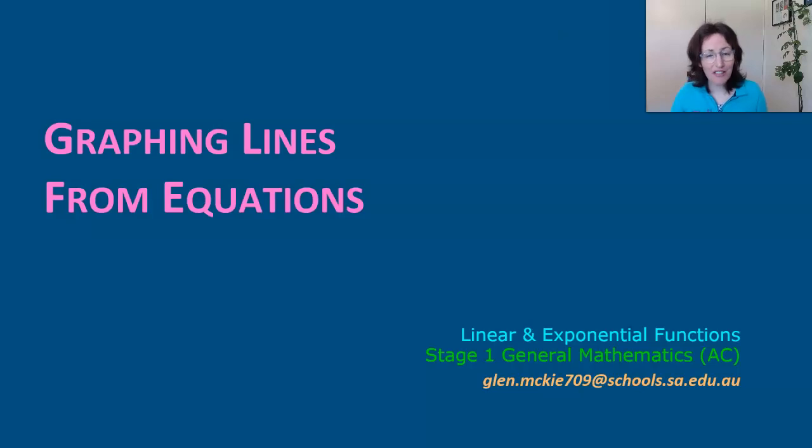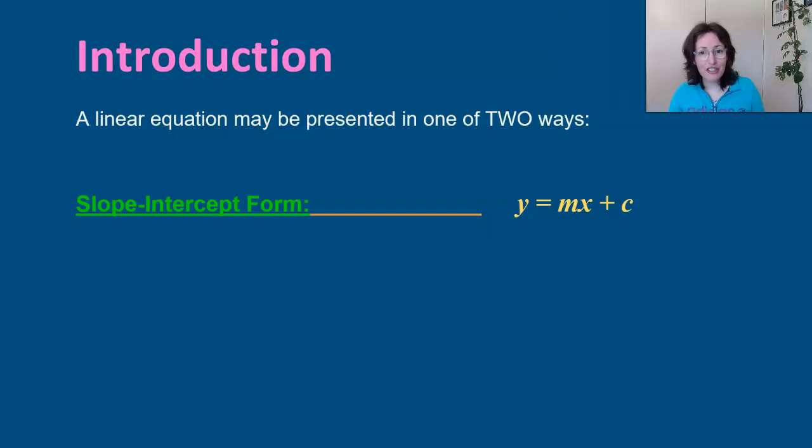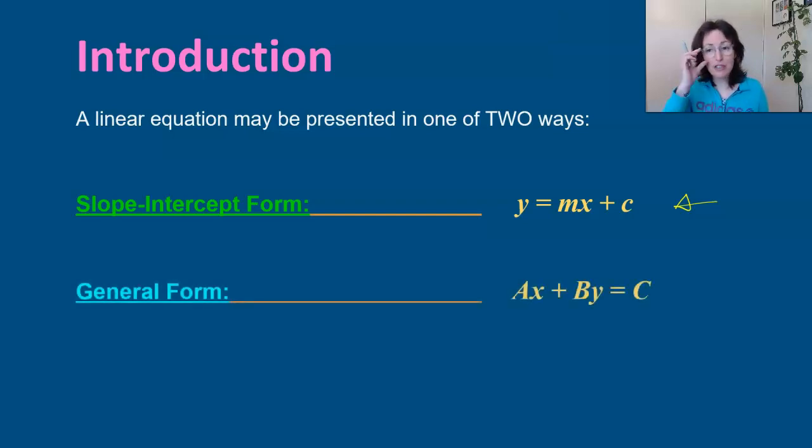Let's have a look at graphing lines from equations, and there's two forms for us to look at. The first version of writing a linear equation is the slope-intercept form, or the mx plus c, as we call it, and that's what we just talked about in our last video, where m is the slope and c is the y-intercept. The other form is called general form, and it's in this version here.